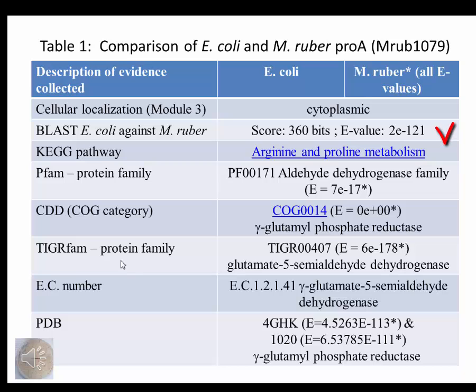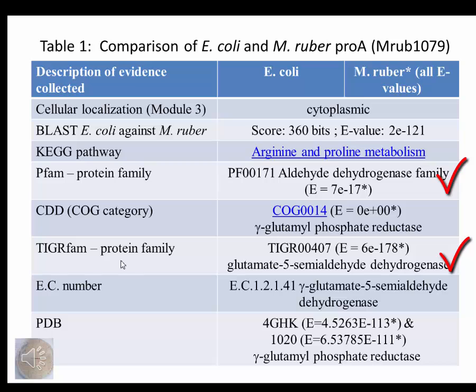A BLAST alignment between E. coli proA and Mrub 1079 resulted in a very low E value, which indicates strong sequence similarity, and as we know, sequence similarity would be highly indicative of functional similarity. Mrub 1079 is predicted to code for a protein in the proline biosynthesis pathway, as seen using the KEGG bioinformatics program. Both proteins have strong sequence similarity to the same protein families as determined by PFAM and TIGRFAM.